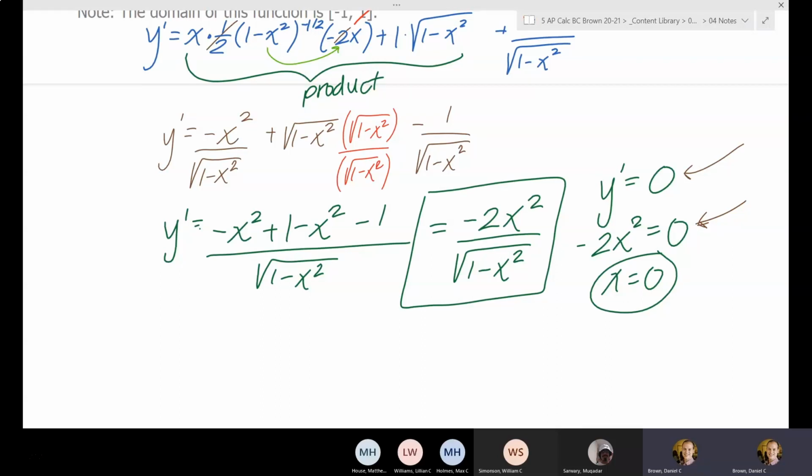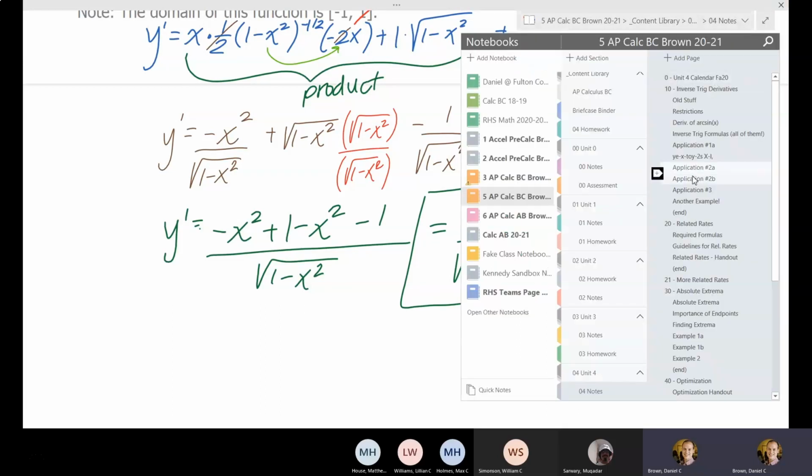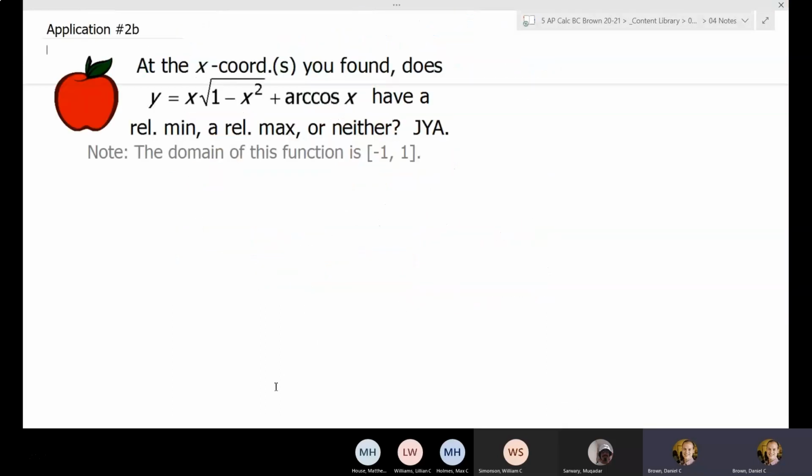So looking at this one, we only have one horizontal tangent line, and that horizontal tangent line is at x equal to 0. Go ahead and use that derivative and that horizontal tangent to classify that x coordinate as a relative min, maximum, or neither.